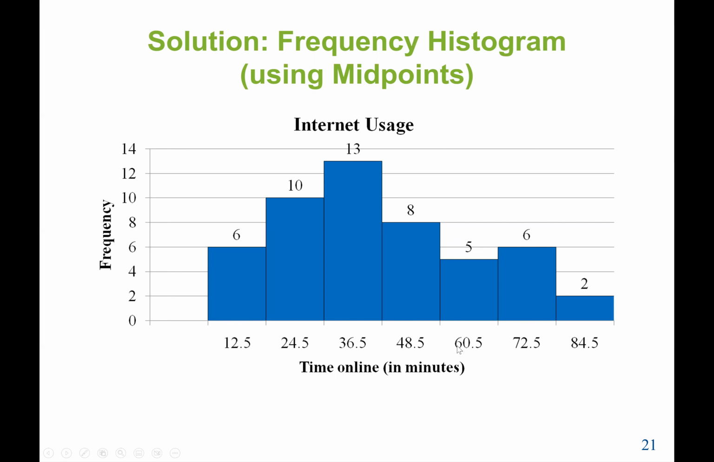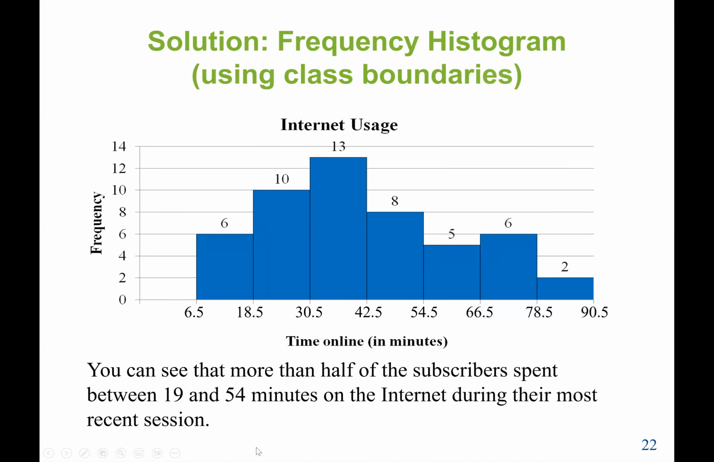The class interval is again based on minutes. Here we are using the midpoint, but we start from the lower limit also for the first class. So that's the internet usage, the time online, and the frequency on the vertical line. Here we can see that more than half of the subscribers spent between 19 and 54 minutes on the internet during their most recent session. So that's one of the advantages of a frequency distribution table or histogram: we can see the pattern of the data very easily.